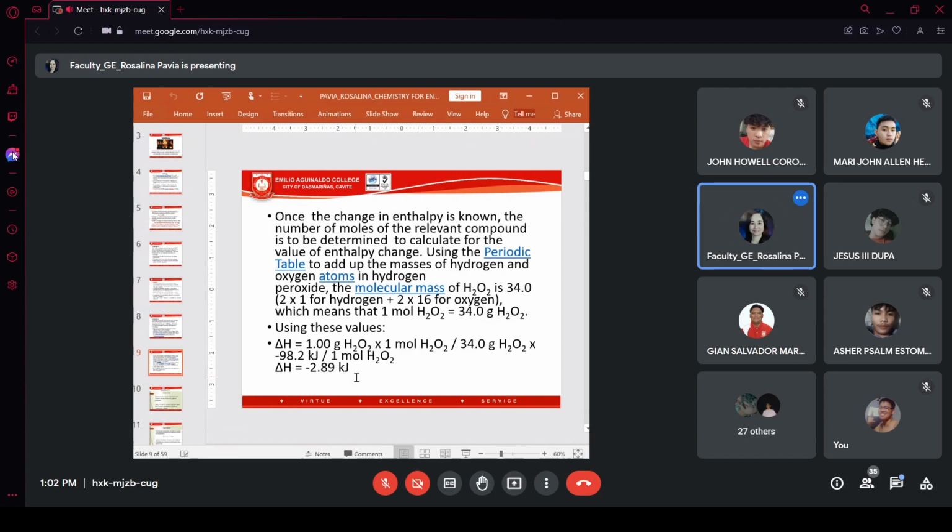Ha? Sundan ba? Sabihin niyo kung hindi. Para ipapakita ko sa inyo. Ha? Medyo lang po. By dimensional analysis. Okay, we start with 1 gram of H2O2. Okay, dimensional analysis lang to, class.